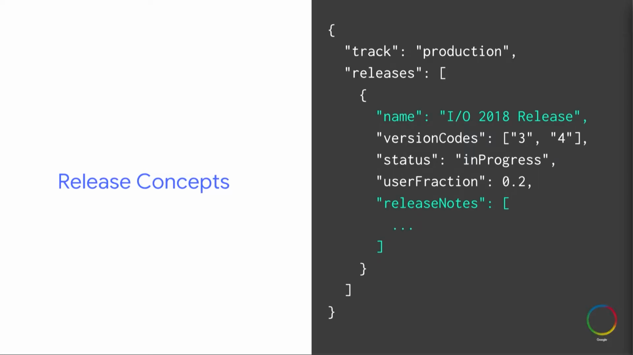Rolling a release out via the API now uses the same release model that you're familiar with from the UI and the Play console. This allows you, for example, to name your releases and to more easily modify your release notes. In addition, we've relaxed some of the constraints on what you can roll out via the API to match the Play console.